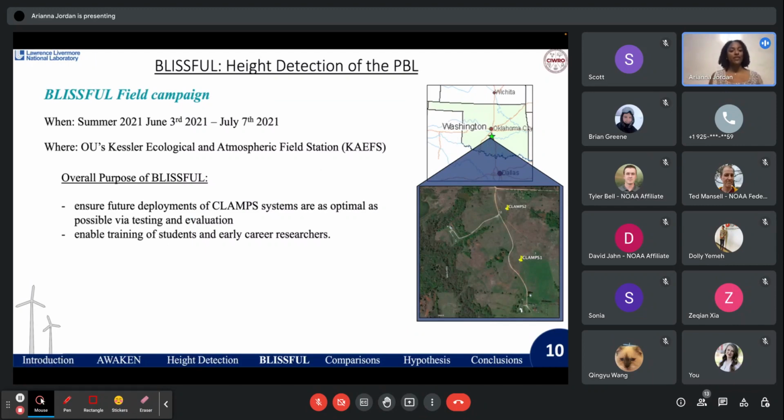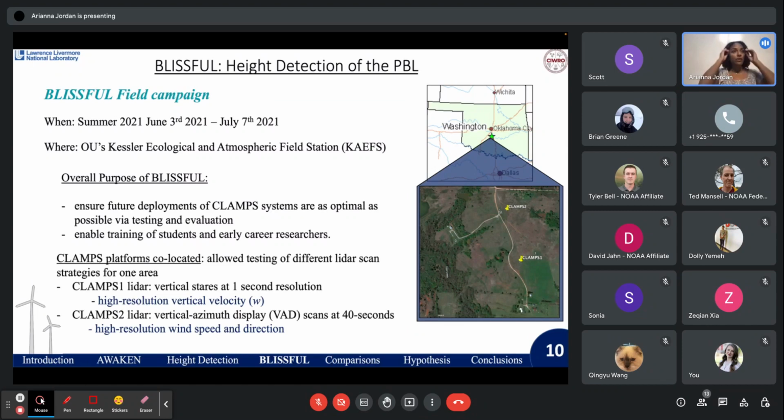But what Blissful was meant to do was to test the clamp systems and make sure they were doing well for these campaigns that we did all of this year. And then also it enabled the training of students and early career researchers. And so for Blissful, both clamp systems were also used like AWAKEN, but here they were co-located, as you can see by this map of the CAF site here.